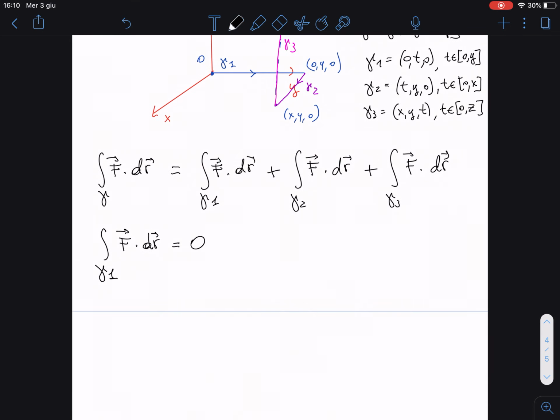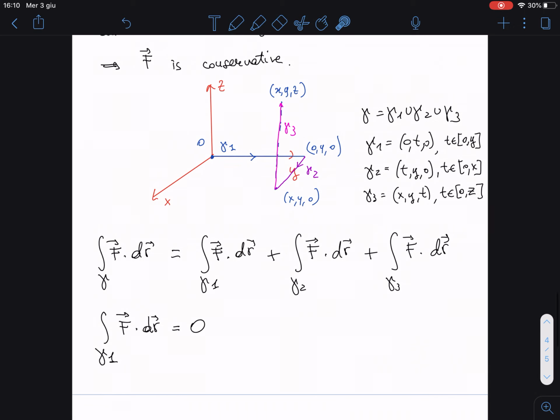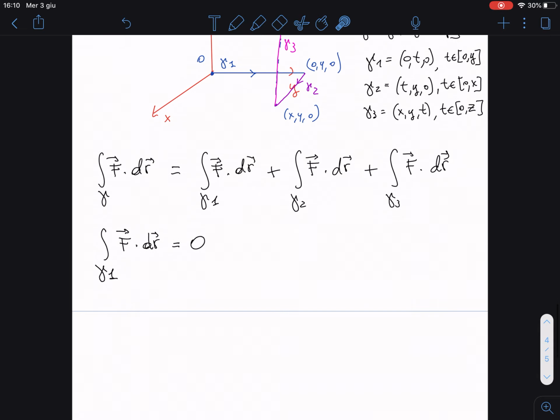This is why I chose this path, starting by moving on the y-axis and not on the x-axis. But it is the same, it is just a matter of having a bit more comfortable computation, but this is really nothing so important.